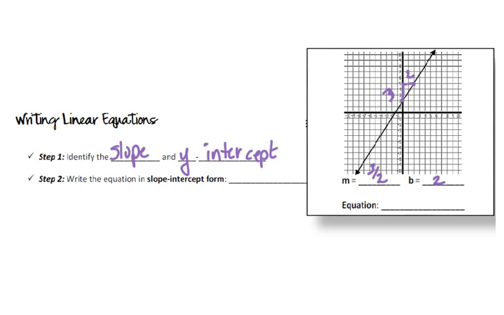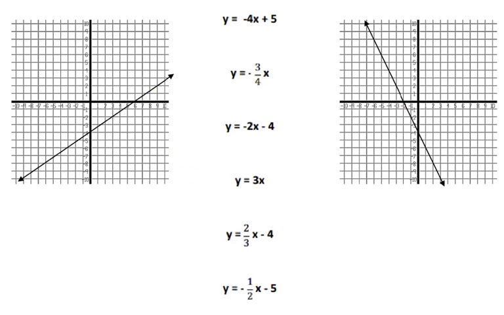Then step 2 is write the equation in slope-intercept form. And remember, slope-intercept form is y = mx + b. So our equation is always going to start with y equals. m is our slope, so 3/2 x, and then our y-intercept is a positive 2, so it would be plus 2. Again, you can do this with linear regression on your calculator. You just need to find two nice, pretty points that are on perfect intersections.